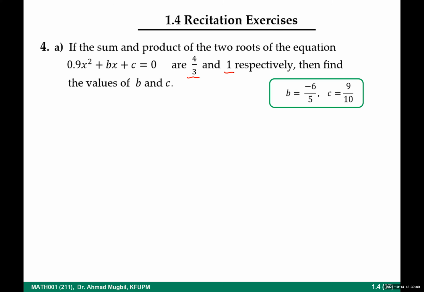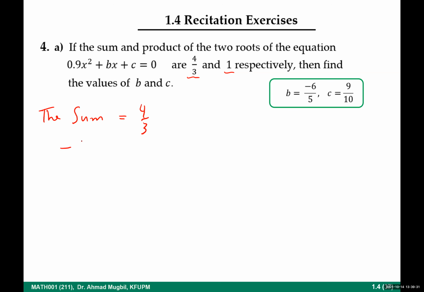Let's see together from where we can obtain that. Look, this is B, this is C. You can check now your answer. Now let's see what we have. What is the sum? Negative B over A, the sum equals to what? 4 over 3. This is what is given to me. But I know from the formula, what is the sum? The sum is negative B over A.